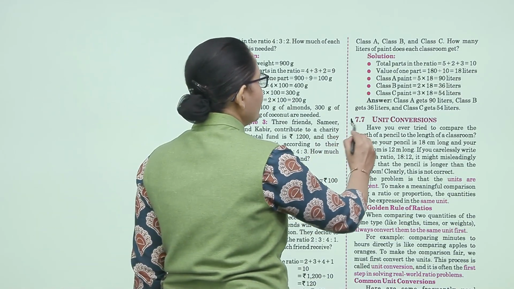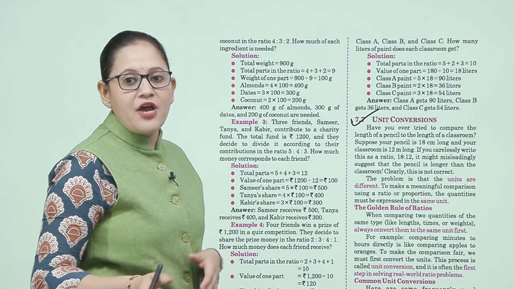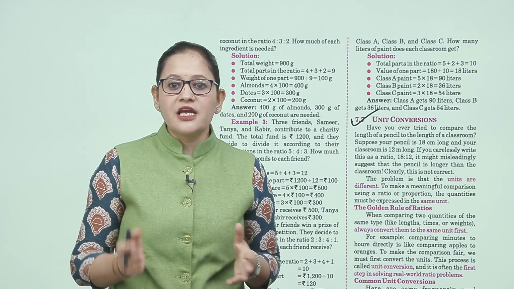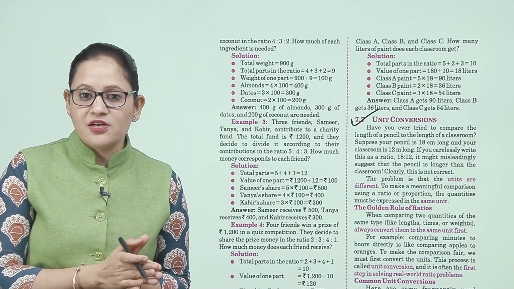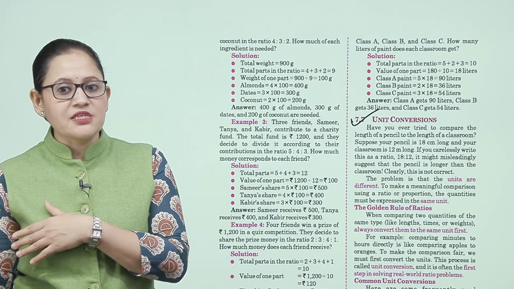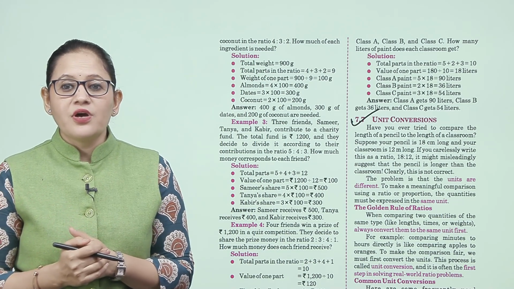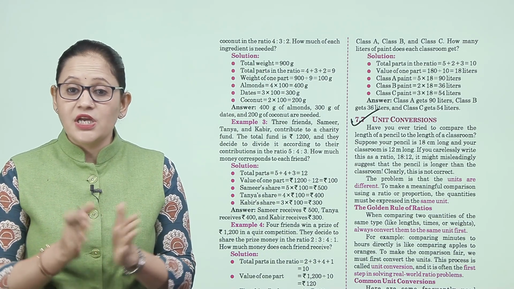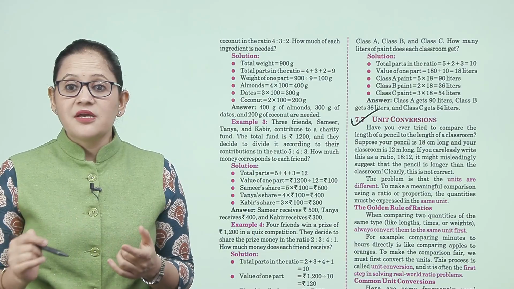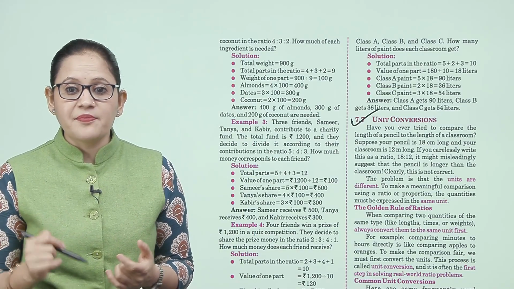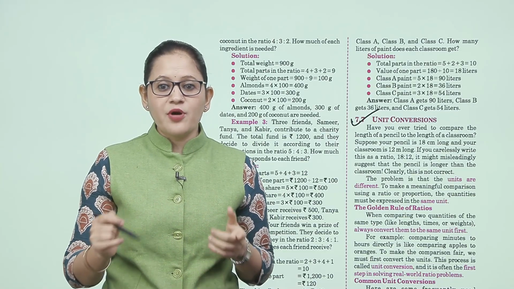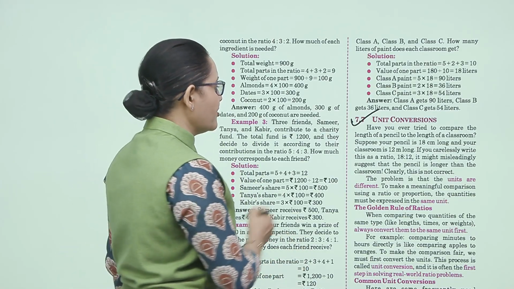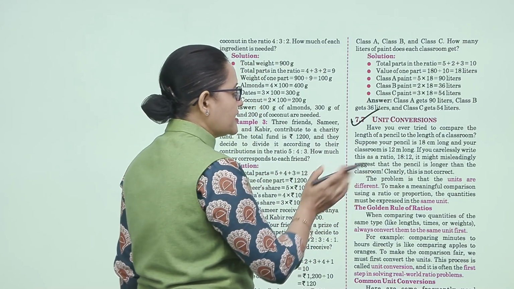Next is unit conversion. Have you ever tried to compare the length of a pencil to the length of a classroom? Suppose the pencil is 18 centimeters long and your classroom is 12 meters long. If you carelessly write this ratio 18:12, it might misleadingly suggest that the pencil is longer than the classroom. Clearly, this is not correct. The problem is that the units are different. Here you can see one is in centimeters and the other is in meters.